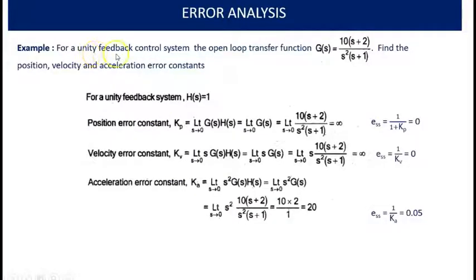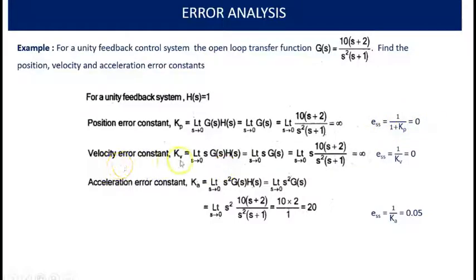One problem. For a unity feedback control system, the open loop transfer function G(s) is equal to 10 into (s plus 2) divided by s square into (s plus 1). Find the position, velocity and acceleration error constants. Unity feedback system, therefore H(s) is equal to 1. Kp is equal to limit s tends to 0 G(s)H(s). That's equal to limit s tends to 0 G(s). That's equal to infinite. Therefore, steady state error is equal to 1 by 1 plus Kp, that's equal to 0.